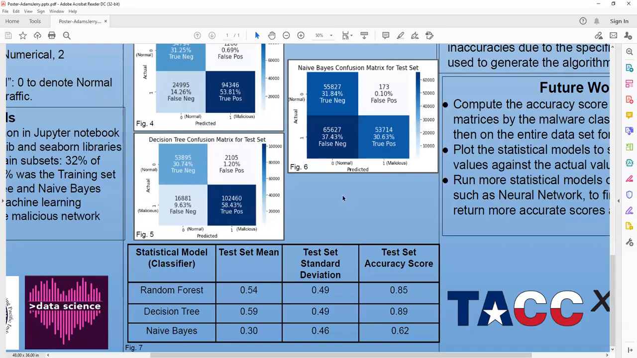Lastly, figure 7 table shows the mean, standard deviation, and accuracy scores of the classifier models on the test set. The model that proved the most accurate was decision tree at 0.89, followed by random forest and then naive Bayes, which corresponds to the confusion matrices in order of best performing to worst performing.